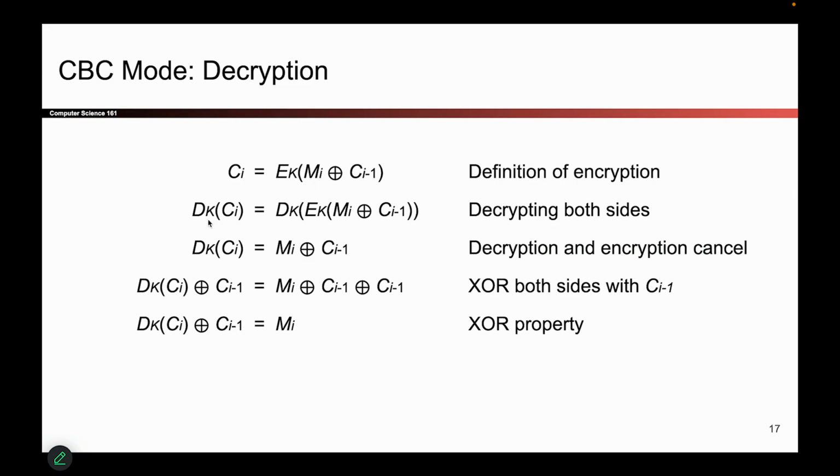So how do we do it? We could decrypt both sides. So I apply d sub k on both sides. And remember, when you encrypt something and you decrypt it, those two operations cancel. So I'm left with this equation. That's good. But I want to isolate m sub i. So I will XOR both sides with c sub i minus 1. There it is. Using our handy XOR property, those two terms cancel. And I'm left with the equation for m sub i. This tells me how to decrypt given some ciphertext. So if you didn't like the pictures, algebra is another way you could solve this problem.